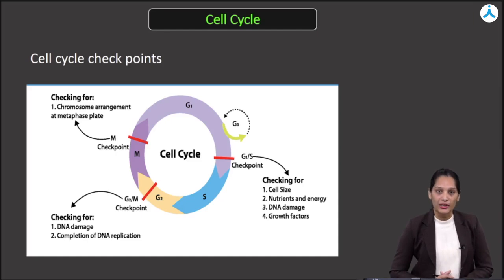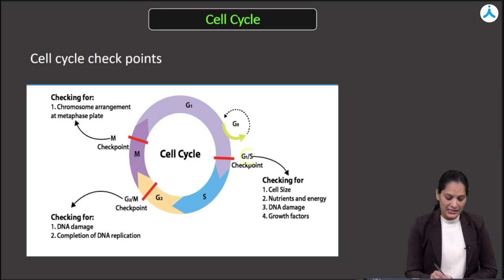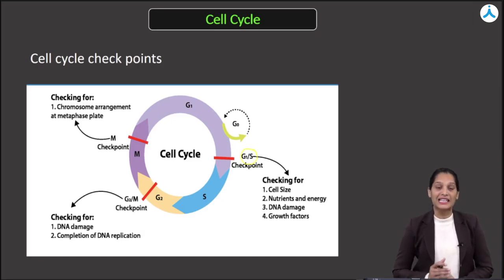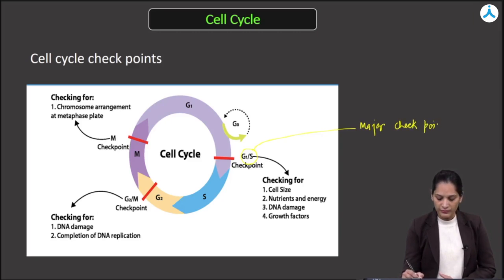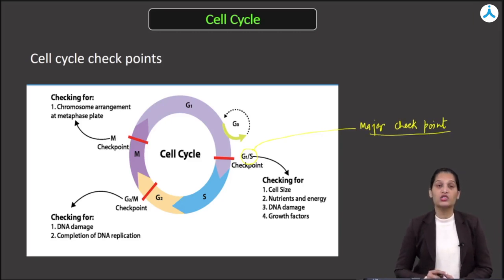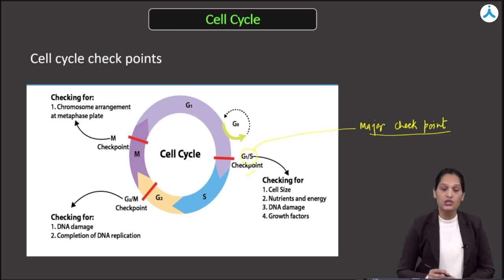There are various checkpoints. Major checkpoints are the G1S, G2M and the M checkpoint. What do they check for? G1S is the checkpoint which checks for the cell size, whether there is DNA damage or not. This checkpoint is the major checkpoint. It is also called the restriction checkpoint. Why? Because if a cell crosses this checkpoint, then the cell is committed to divide. So this is a major checkpoint.